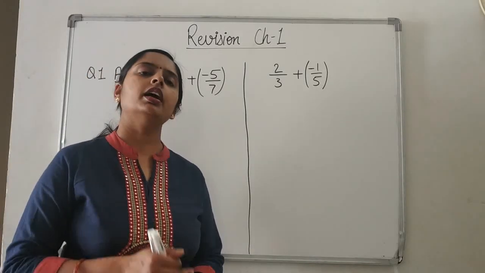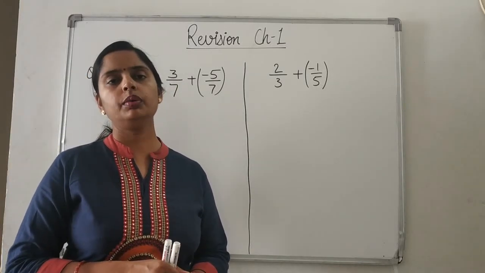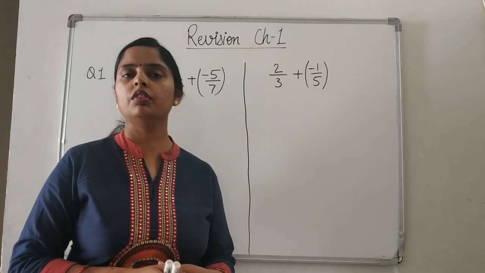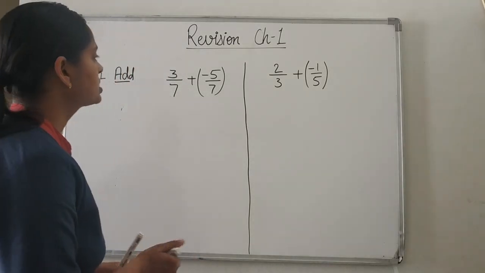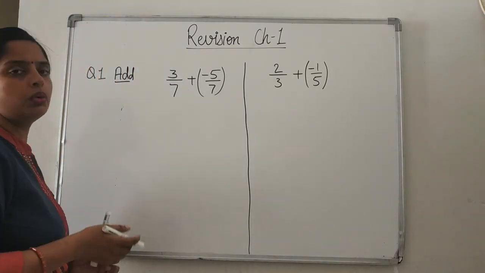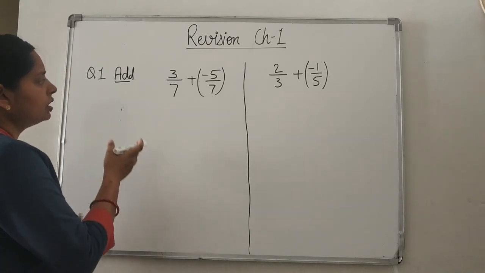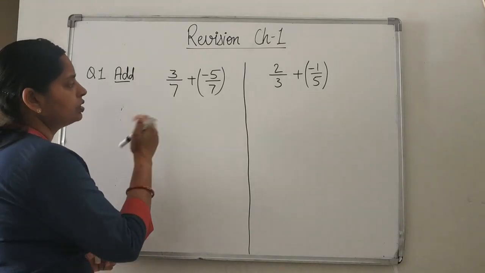Hello students, as we have done with the revision of second chapter, now let's do the revision of chapter 1, in which starting topic is addition of two rational numbers. What rules you have to follow while addition of two rational number?